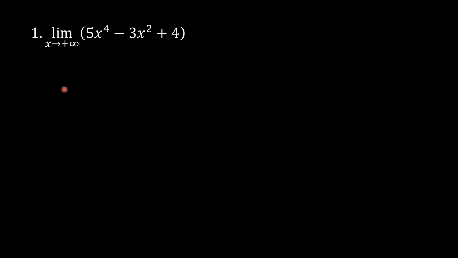Number 1 example. The limit of 5x raised to the exponent of 4 minus 3x squared plus 4 as x approaches positive infinity. Let us evaluate the limit of this polynomial function using the first method. The first thing to do is to factor out the variable with the highest exponent, in this case, x raised to the exponent of 4.